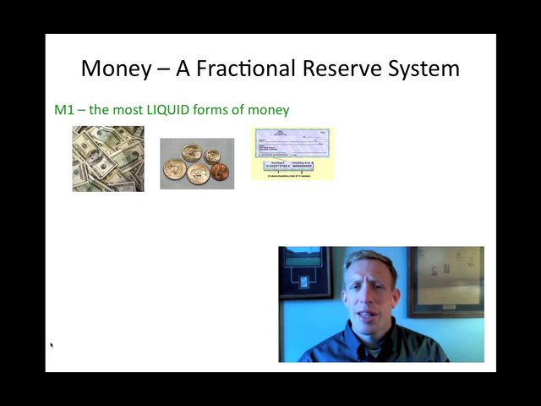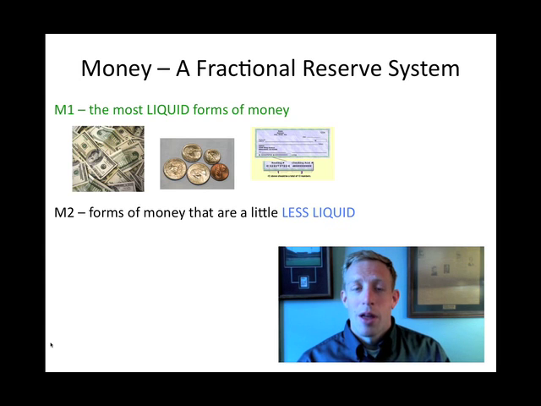M2 are things that are just a little bit less liquid, things that it takes a little bit more time to get your hands on to go and spend. Things like your savings account. If you want to spend the money in your savings account, you actually have to take the time to go to the bank, or you have to take the time to go to a computer online to transfer the funds from savings to checking. And as such, it reduces the liquidity of your money.